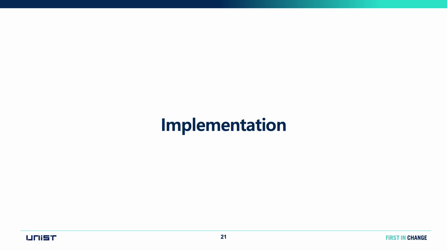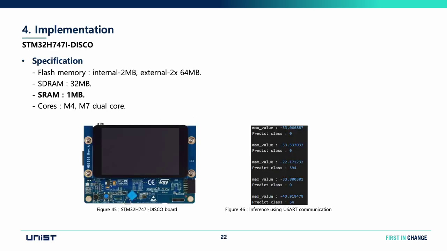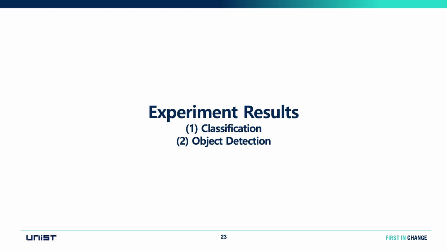And now the implementation. We have embedded it on an STM32H7 board. It has an internal flash memory of 2 MB and an external flash memory of 64 MB. SDRAM is 32 MB and SRAM is 1 MB. And it has 2 cores, which are dual, M4 and M7. Now the experiment results. We have done classification and object detection tasks with our network.